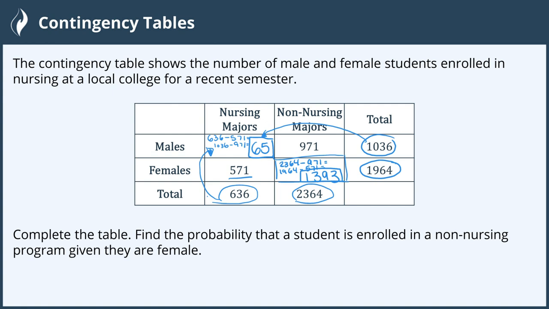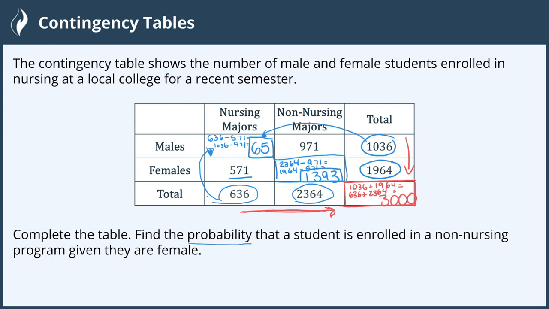The last one is finding this total here, which we can add the totals coming down, or we could add the totals going across. So 1,036 plus 1,964 in my calculator gives me 3,000. Again, we could have done across, so 636 plus 2,364, also in my calculator gives me 3,000. So now that we've completely filled out our contingency table, we can move forward with finding the probability.